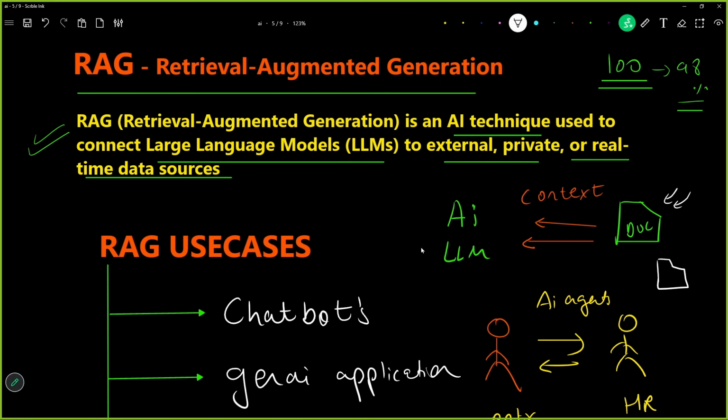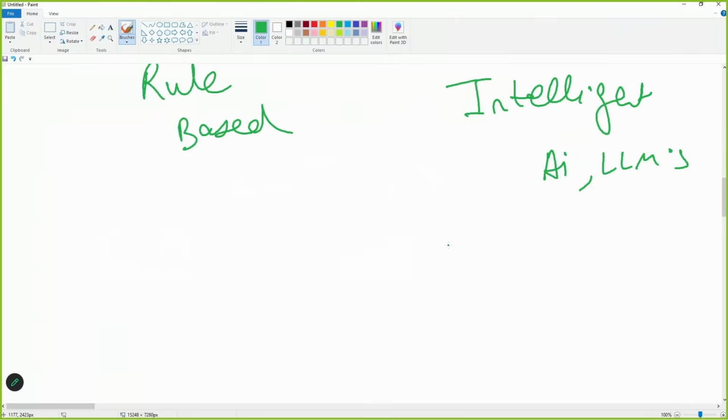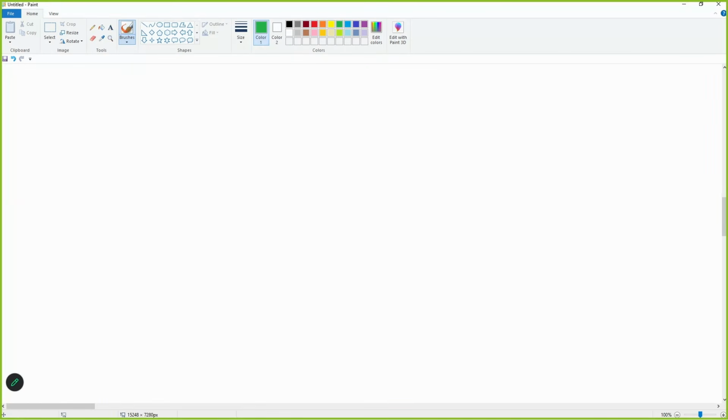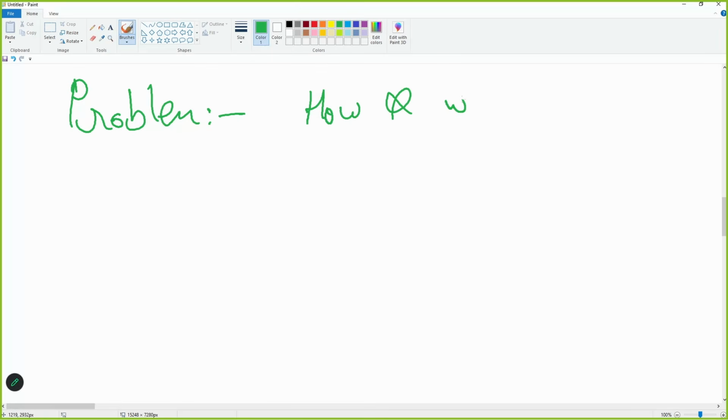What is RAG? All right. The very core sentence of RAG is we are feeding our large language model with documents. All right. Let us understand the problem behind this. Let us talk about how and why RAG came into existence. How and why RAG?